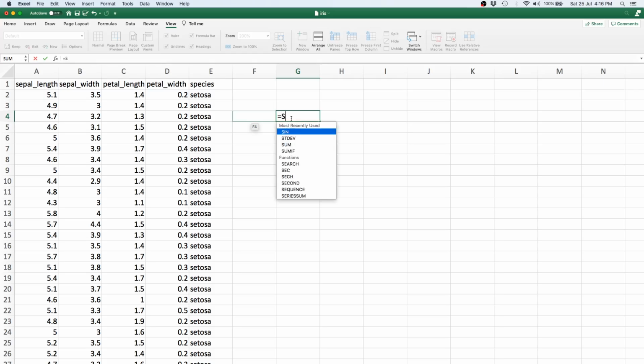So I can just write something like sum of A to A. What that means is take the sum of the entire A column. This is my A column, and A to A means take the whole column into consideration. And then in order to execute that formula, we just press enter. So that's what we know: 805.6 is the sum of this particular column.